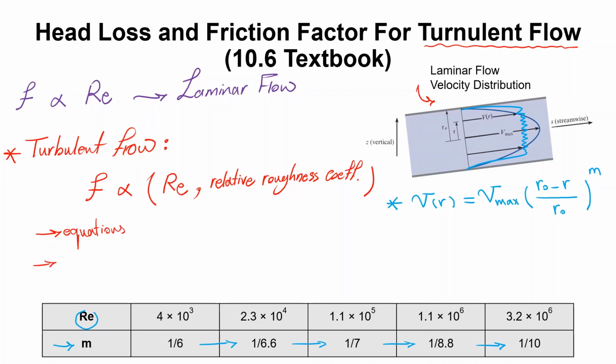or you have a set of graphs. And these kind of graphs are called Moody diagram. So you need to use this Moody diagram to be able to locate the roughness of your pipe and also to be able to locate Reynolds number, and based on that, find friction factor. Now, having this in mind, we are going to move ahead and learn about Moody diagram and different components of Moody diagram and see how we can find friction factor for turbulent flow.